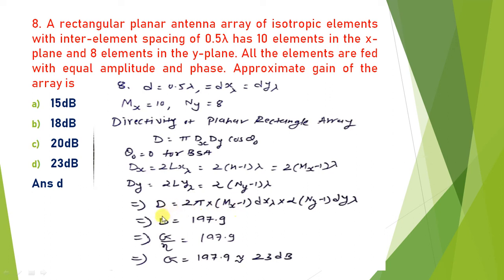It is the directivity. And now directivity and gain are related as G is equal to eta times D. Gain is equal to efficiency multiplied by directivity. So directivity is equal to G divided by eta. In this example, efficiency is not given, so we assume that 100% efficiency is given. So G is equal to D. So G is equal to 197.9, and converting into dB, it will give you 23 dB. So answer is D.